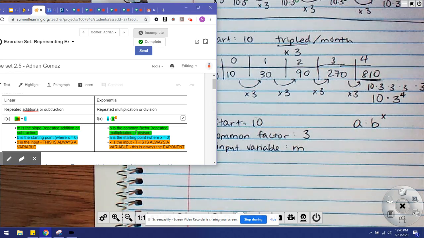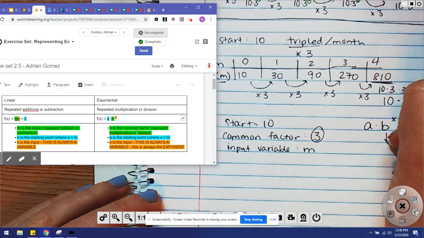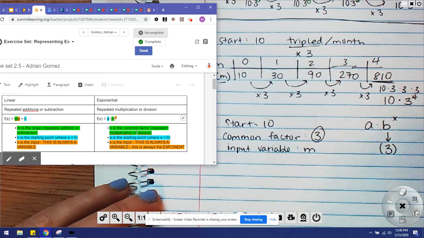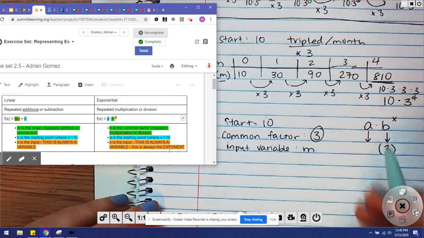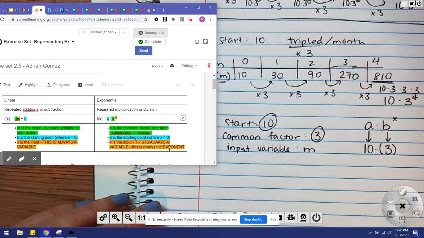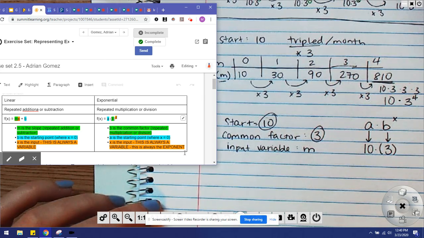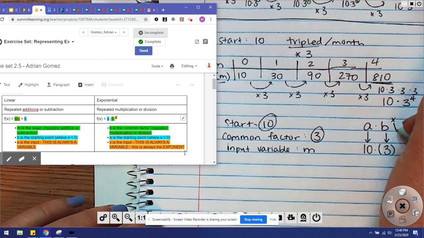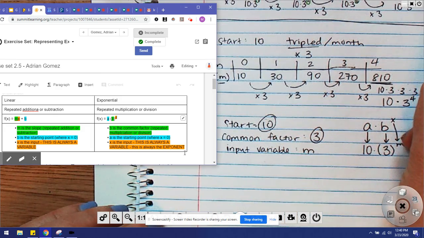It has this cheat sheet. It says b is the common factor. Well, I already know that my common factor is 3, so I'm going to take out b and replace it with 3. It says a is the starting point. I'm going to take out a and replace it with my starting point, which is 10. Then here in orange, it says x is the input. This is always a variable. This is always the exponent. So my exponent here should be my input variable, which I just identified is m.